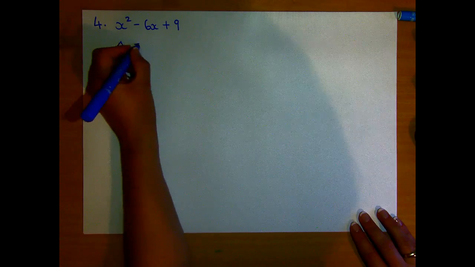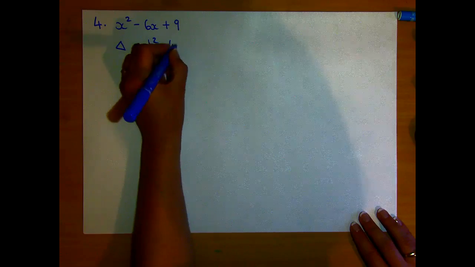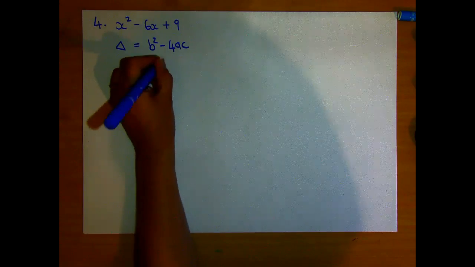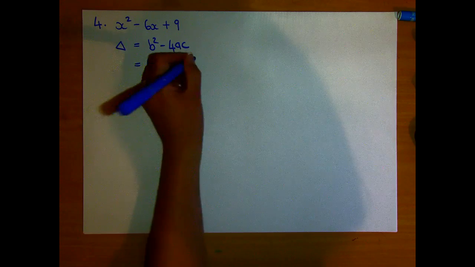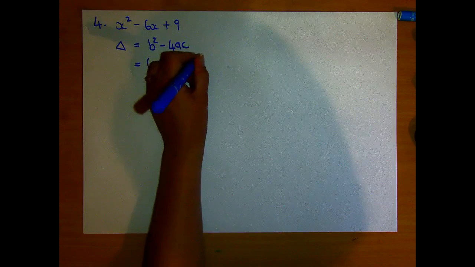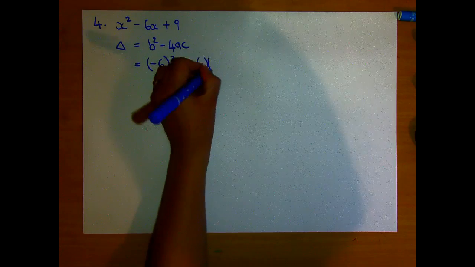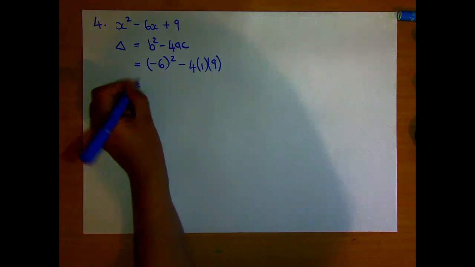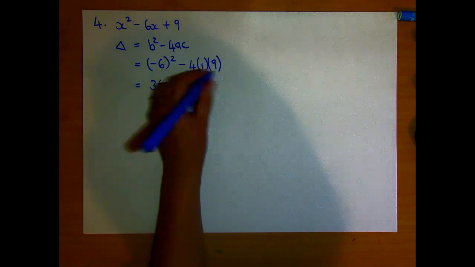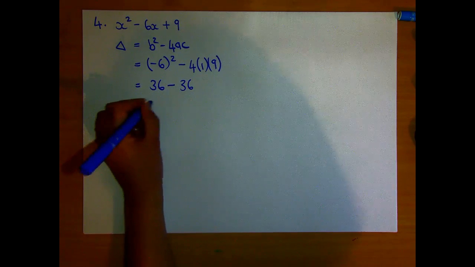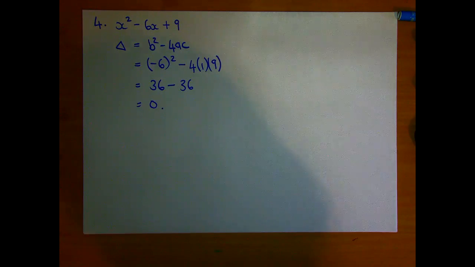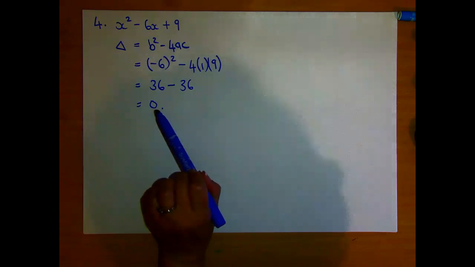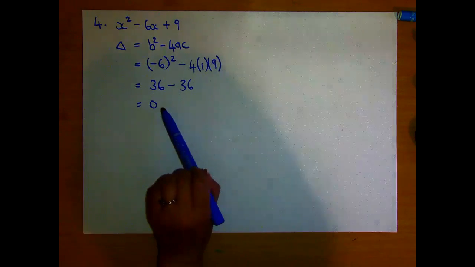So you've got delta is b squared minus 4ac again, which gives me negative 6 all squared, minus 4 times 1 times 9. So here I've got 36 minus 36, 0. Great, that's the really sweet one that we've been looking for, because remember that if delta is 0, according to our theory, you have equal roots. So we will prove it.